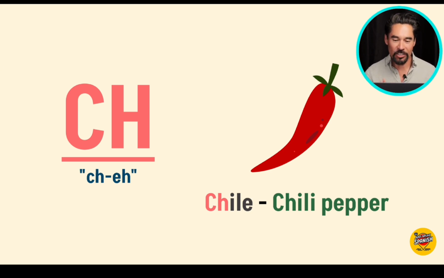Chile. Chili pepper. And now, remember we said that the H is silent when it's only the H, but when you have the C in front of it, it is a ch sound. So just like you would say chocolate. So this is easier to understand, right? If you have the C in front, you have to do the ch sound just like chocolate. So chile, just like chili pepper.